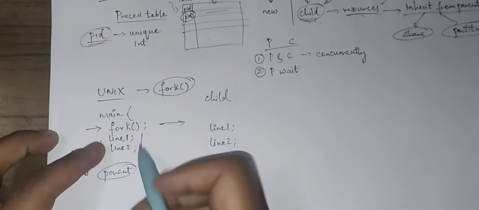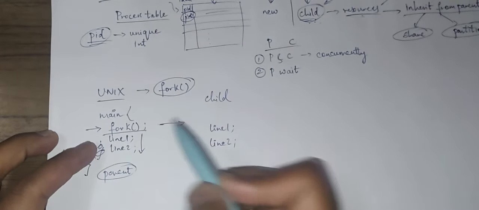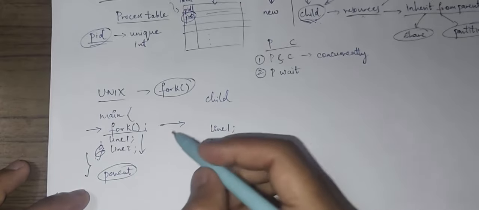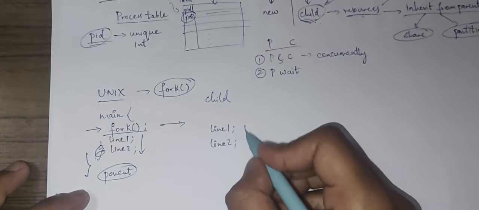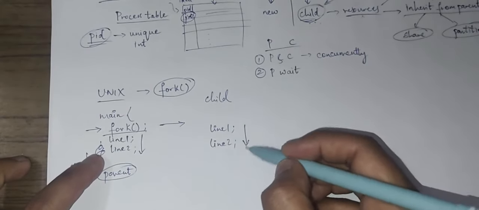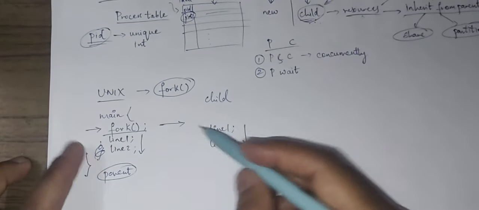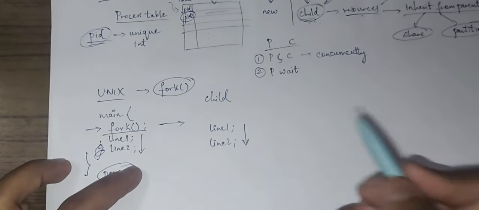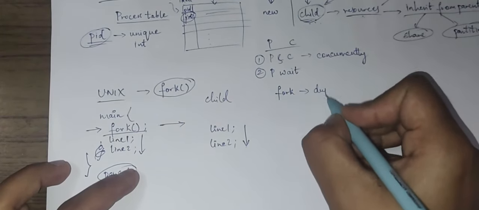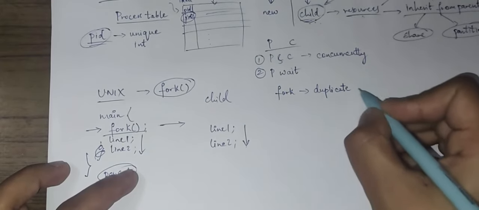Now whenever this parent process is executing and there is a call to fork, there would be a new process created, the child, and both these processes, the parent and the child, will have the same code present. So it will be like a duplicate process which gets created whenever fork is called. So one thing to note with fork is that it creates a duplicate process.